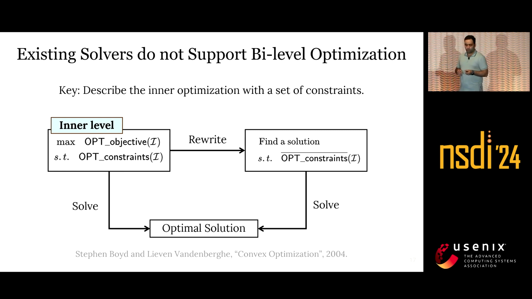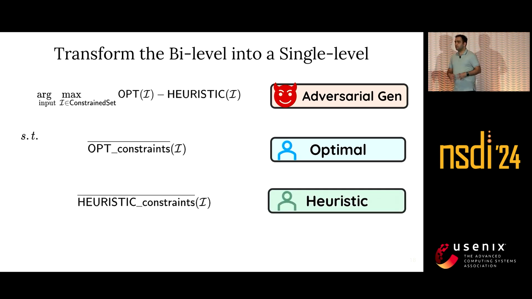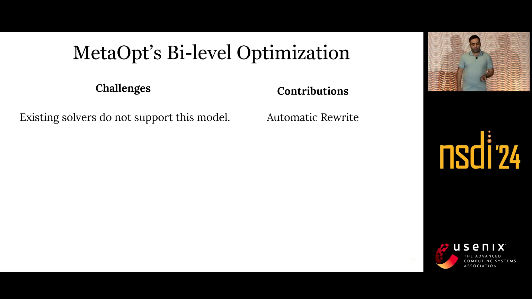We find that applying a rewrite manually... so then we replace each of these inner levels with the rewritten version of constraints for both optimal and heuristic. And finally, we have these single-level optimizations that solvers typically support. We find that doing a rewrite manually can be a huge burden and can be very complex and time-consuming. So we do the rewrite automatically inside MetaOpt. Users only need to encode the heuristic.